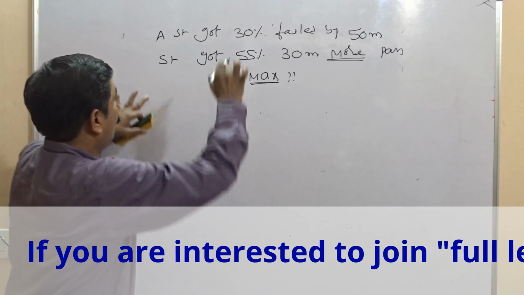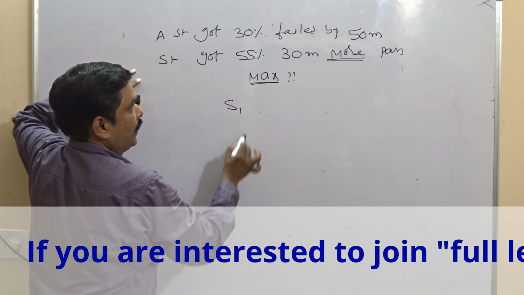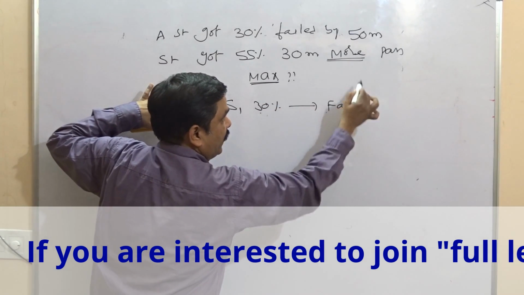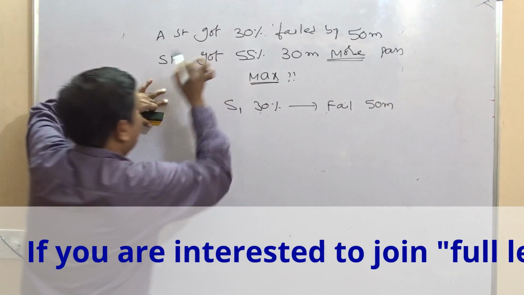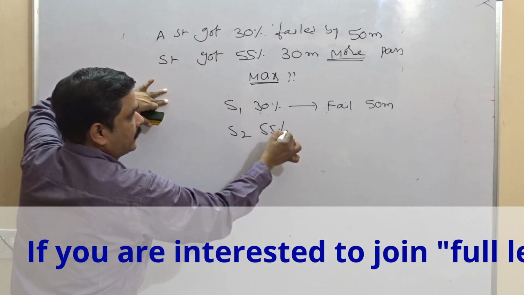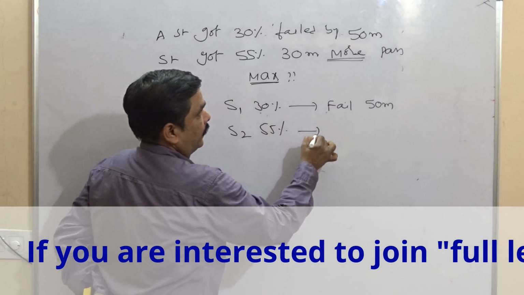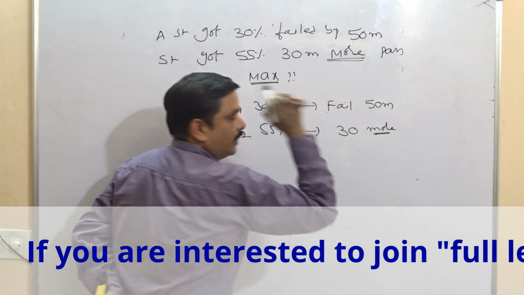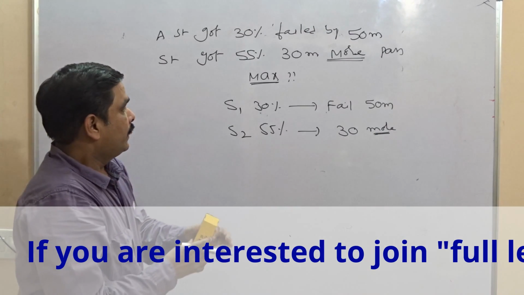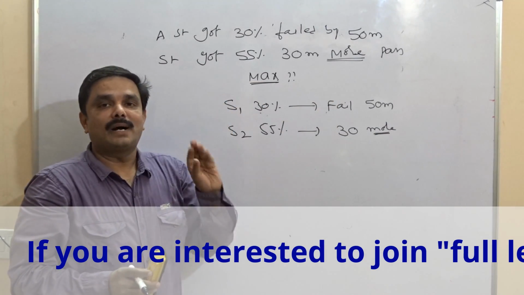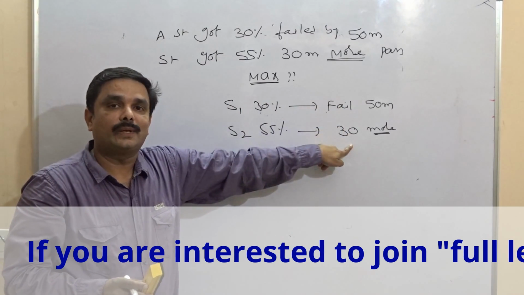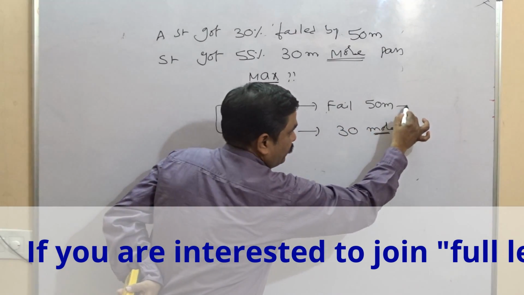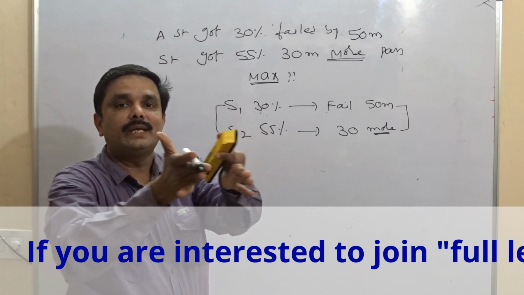Now, how can we use this unitary method? Very simple way. First student got 30% marks, but he failed by 50 marks. Another student got 55% of the marks and he got 30 marks more than required for passing. In both cases, maximum marks is the same. How to equalize this? Let us take the difference in terms of percentage and difference in terms of marks, and finally I am going to equalize that.